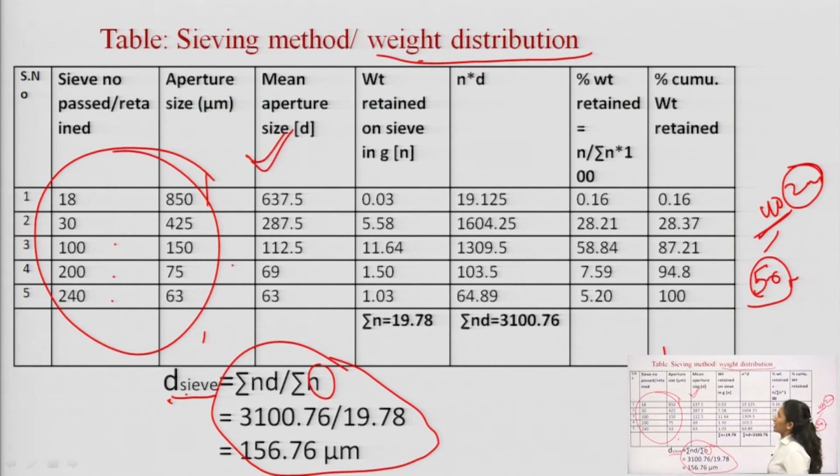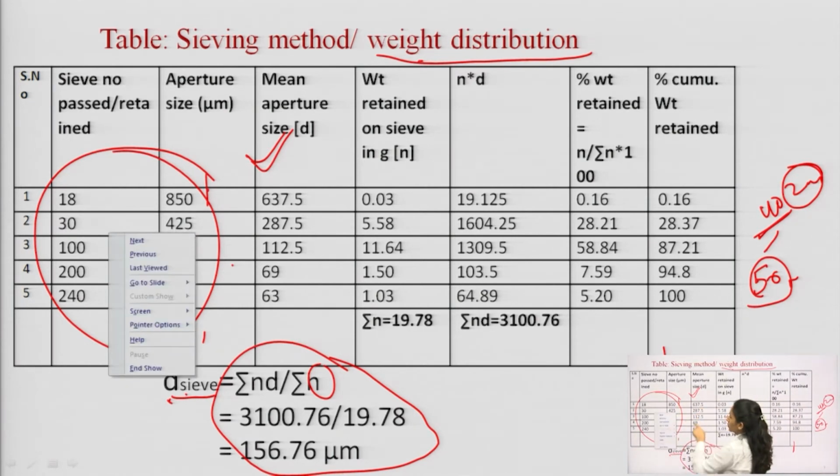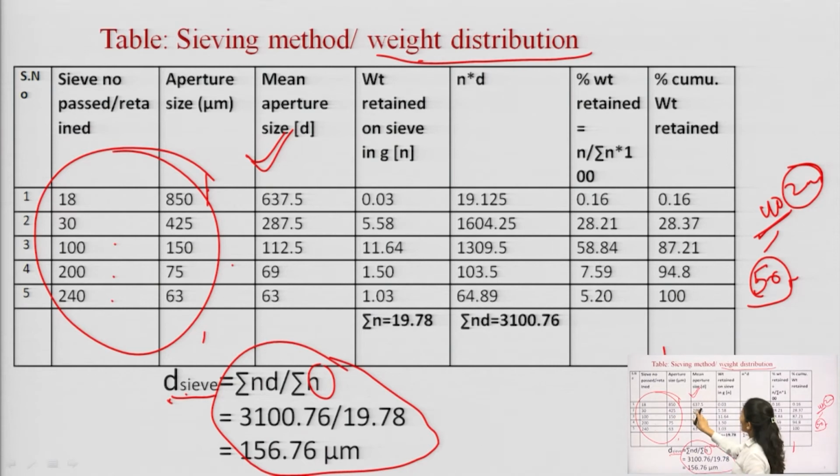Mean aperture size, that is known as the D. How will you determine the mean aperture size here? 850 plus 425 divided by 2 equals 637.5. In the next step, the mass aperture size 425 plus 150 divided by 2 gives 287.5, and so on.